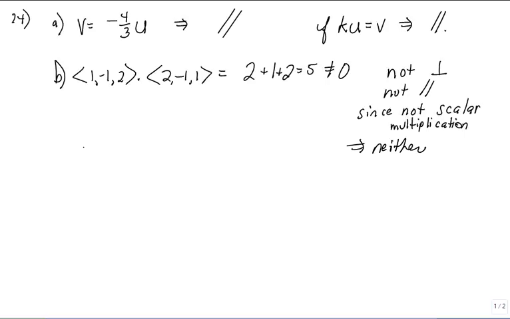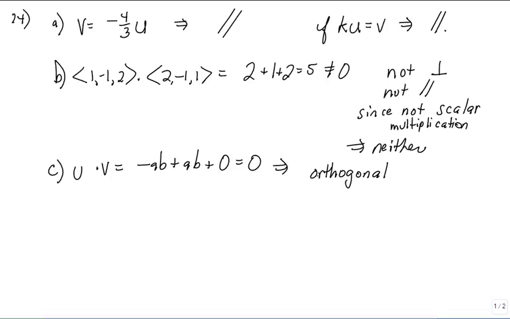And the last one, if you dot them, u dot v is minus ab plus ab, which equals 0, so that means they're orthogonal. When the dot product is 0, they're perpendicular or orthogonal.